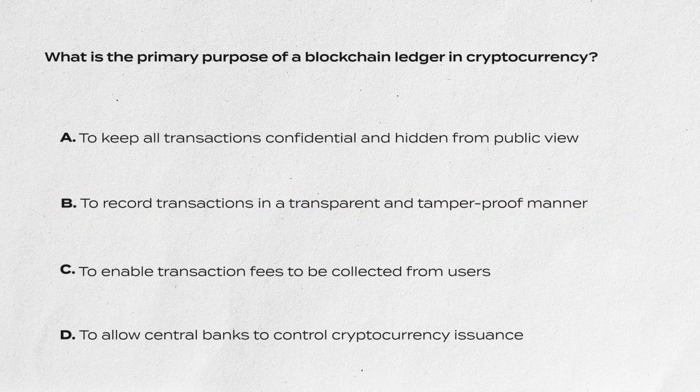Okay, last question. What is the primary purpose of a blockchain ledger in cryptocurrency? A, to keep all transactions confidential and hidden from public view. B, to record transactions in a transparent, tamper-proof manner. C, to enable transaction fees to be collected from users. Or D, to allow central banks to control cryptocurrency issuance.